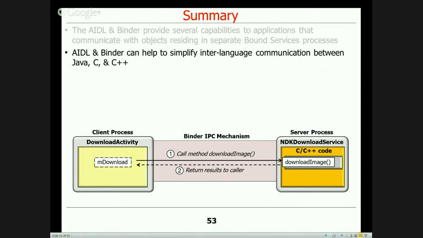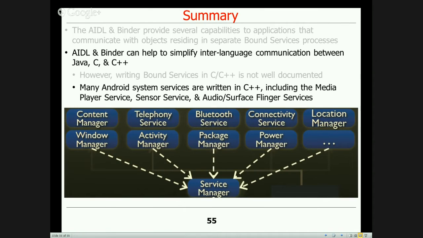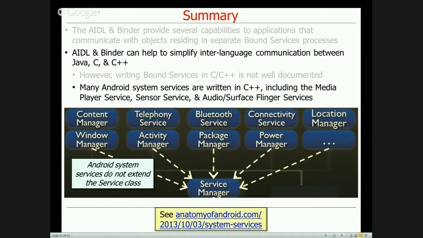You can also use these mechanisms to interact between different languages, Java, C, C++, and so on. Writing bound services in C and C++ is not well documented, although there is an example here of how to do it, written, I believe, in C++, that you might take a look at, although it's entirely not well documented.